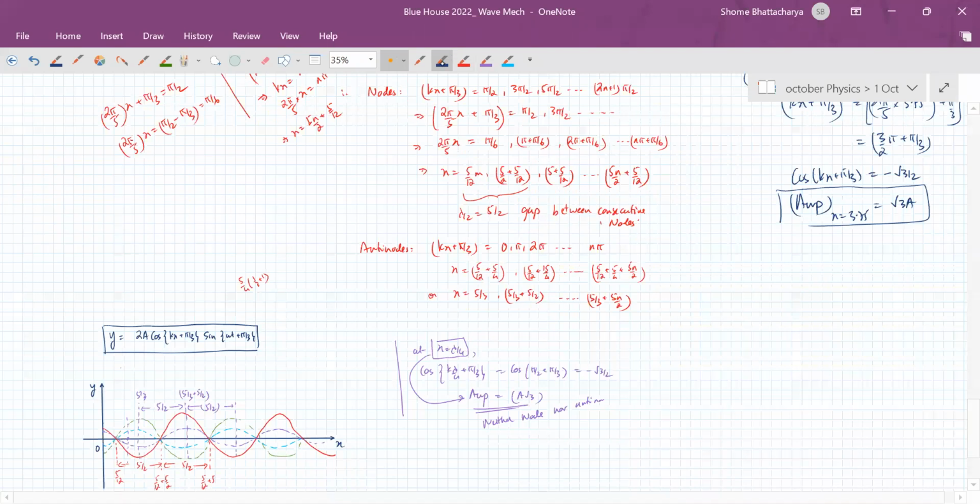Okay, so I haven't done the full calculation of the antinodes positions. I've just written how you can do the calculation. So this term, cos kx plus pi by 3, should be 0. So that means kx plus pi by 3 should be n pi in general. So if you solve that for x, you'll get these values.